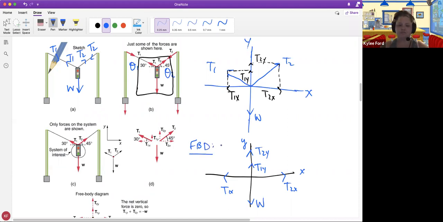Now based on my free body diagram, I'm going to come up with a couple of formulas to find out my net force in each direction.